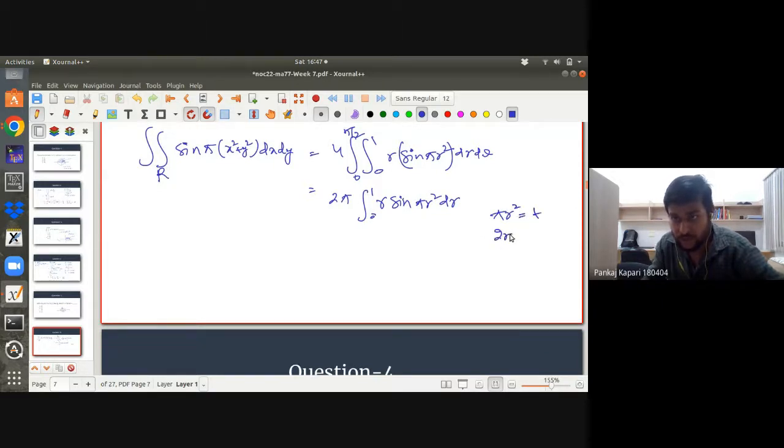We'll have 2 pi r dr equal to dt. So this is our 2 pi, this is r, so we'll just put 2 pi r dr equal to dt, and this will become the integral from 0 to 1 of sin t dt. Is this correct?